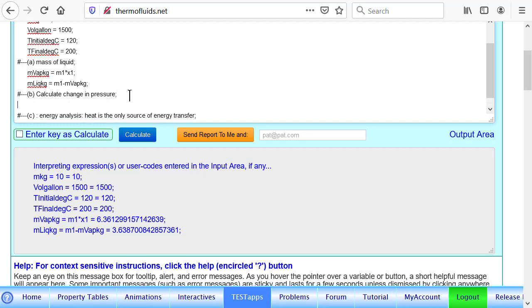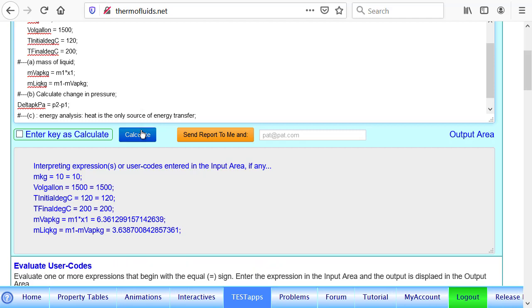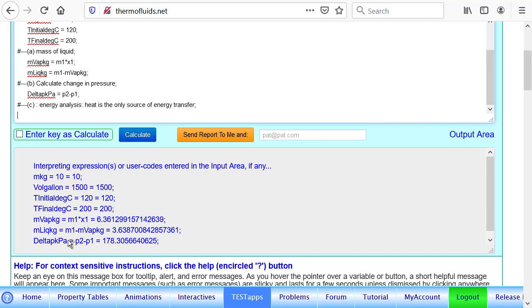Now calculate the change in pressure. We know capital delta is our engineering symbol for change. So I'll call it delta pressure in kPa equals P2 minus P1. If I calculate, I found part A's answer. Part B, what do we have? Oh, sorry, that was part B. The first part was finding the liquid mass.